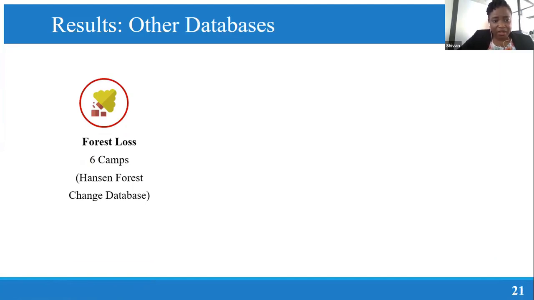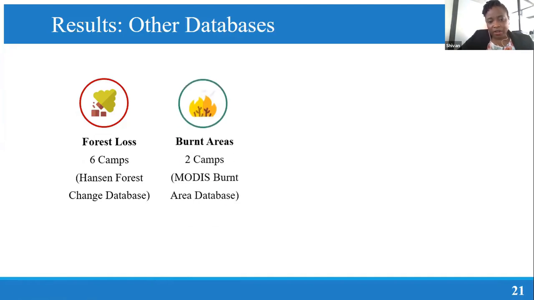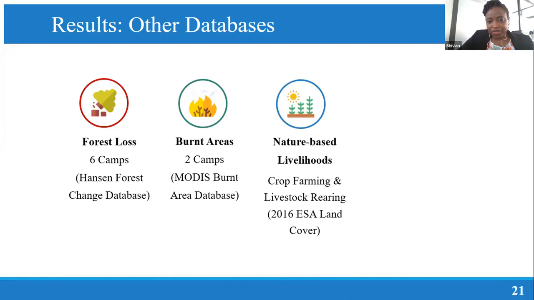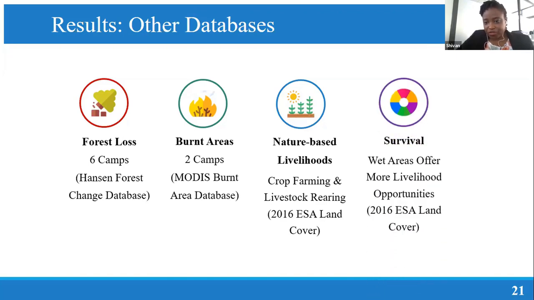From other databases, six camps presented forest loss. That's from the Hansen Forest Change Database. Burnt areas were observed in two camps based on the MODIS burnt area database. And based on the land cover maps, we realized crop farming and livestock rearing was the most predominant livelihood opportunity that these people were using. And because of that, the wet areas have more opportunities for livelihood or for survival because they have shrubs, they have grass, they have rivers flowing, they have good climate, while areas in the arid regions were less suitable for survival because they have large, vast areas of barren land.